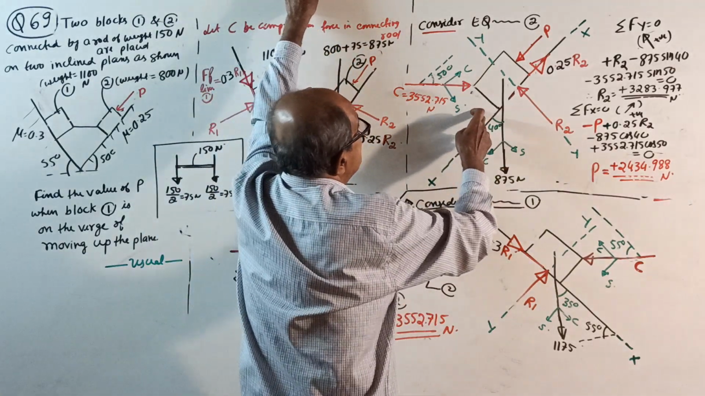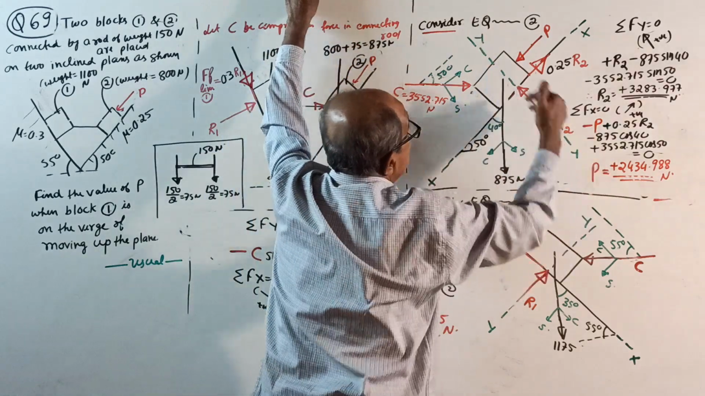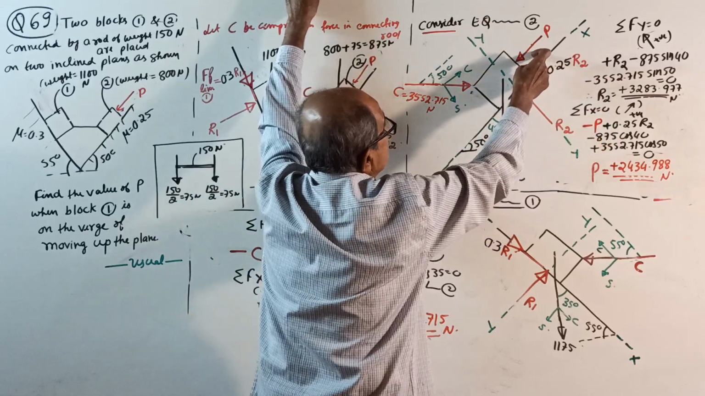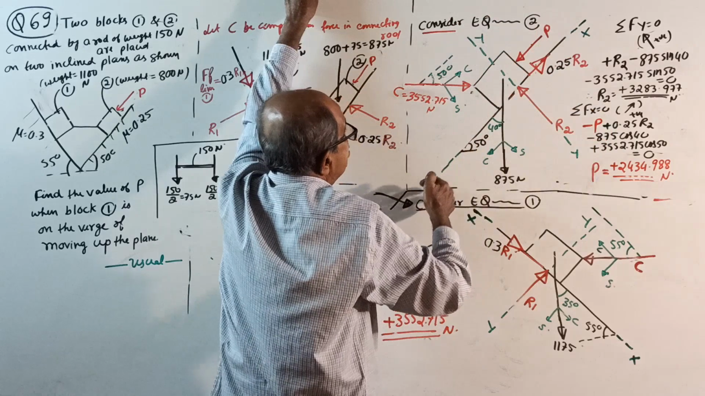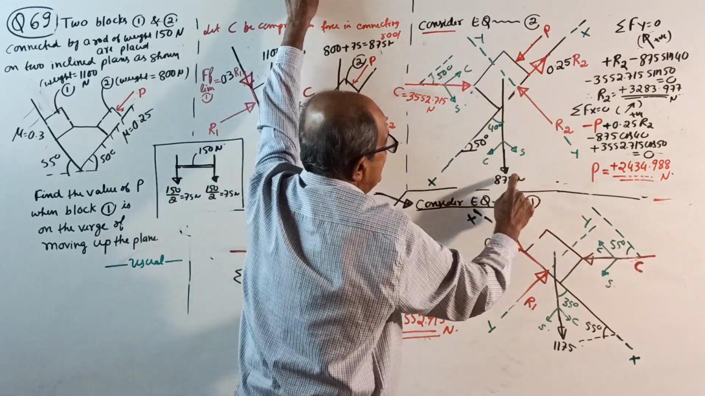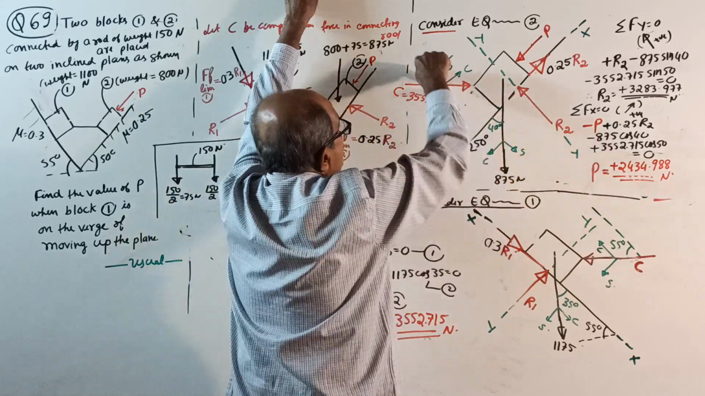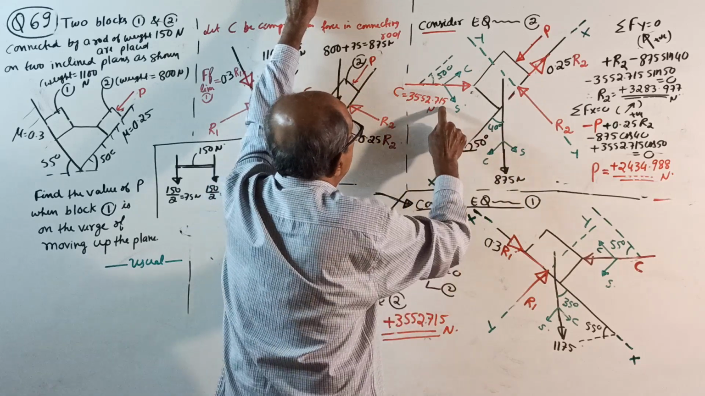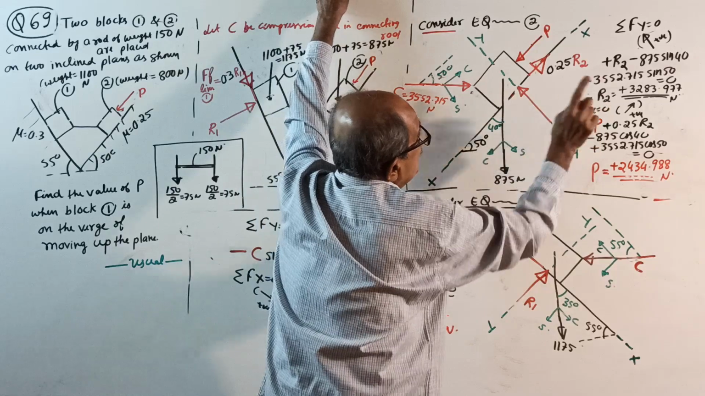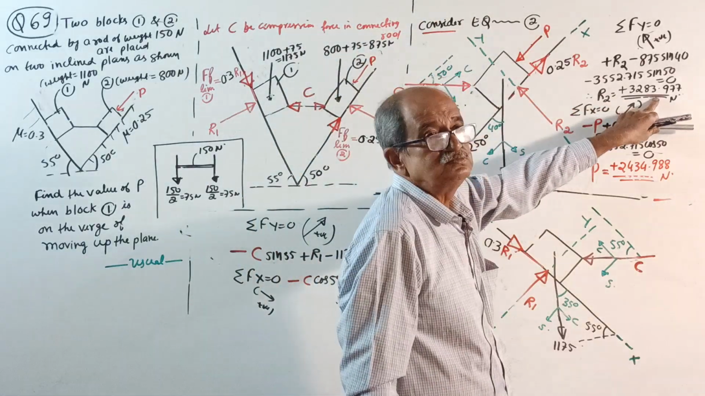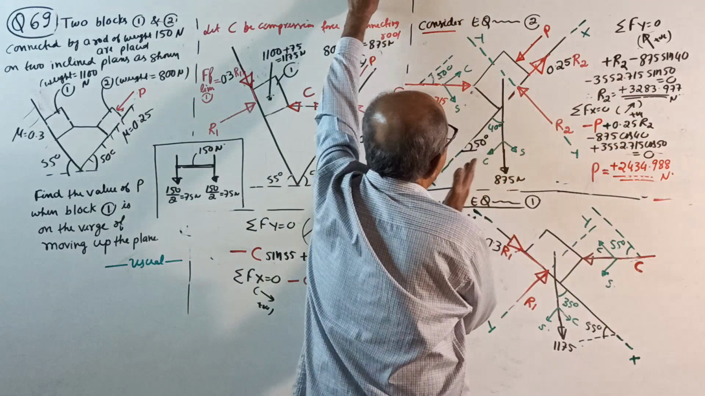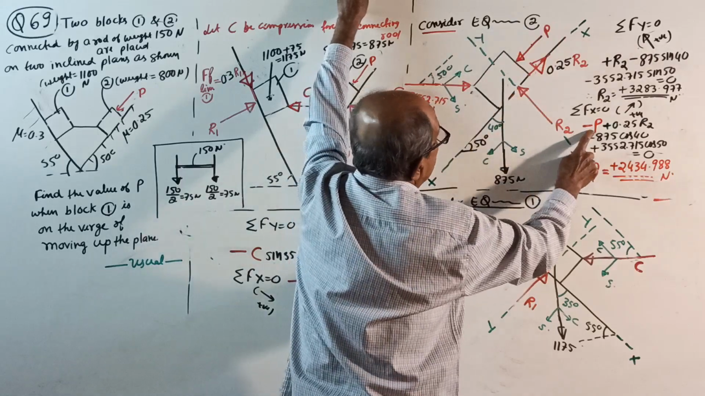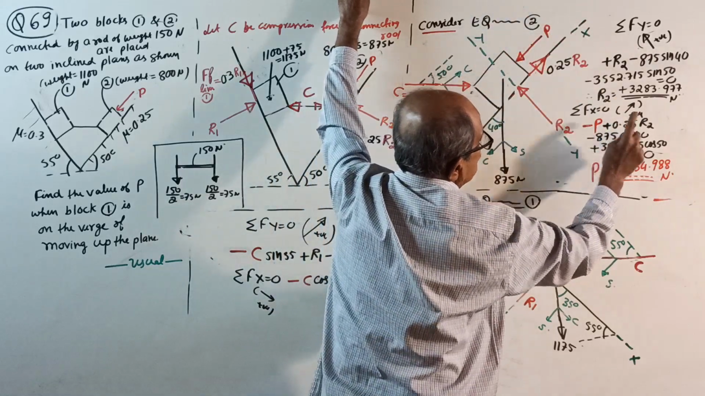Start. Sigma Fy = 0, plus R2, upward positive. This is not there, this is not there, because it acts directly along the x-axis. Then minus 875 sin 40 minus 3552.715, that is the C value, into sin 50 equal to 0. You get the value of R2. Sigma Fx = 0, take right side positive. You get minus P, plus 0.25 R2.